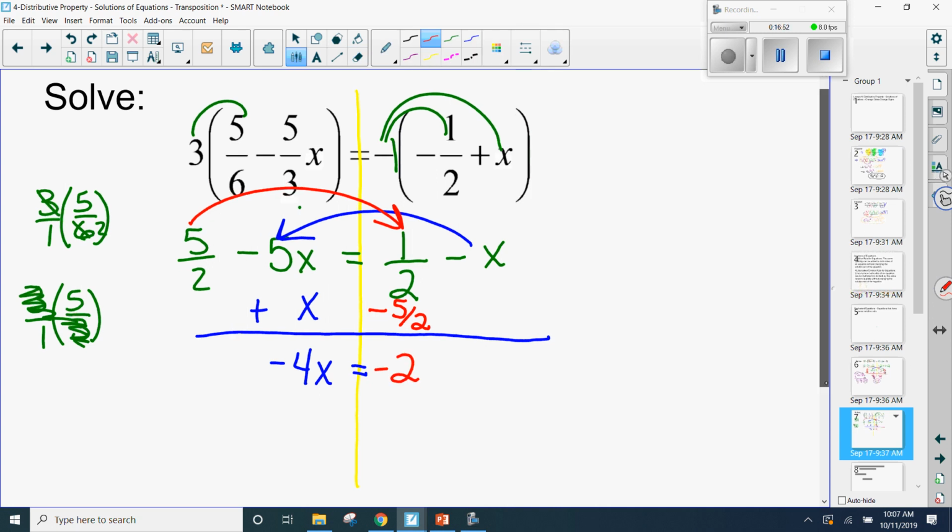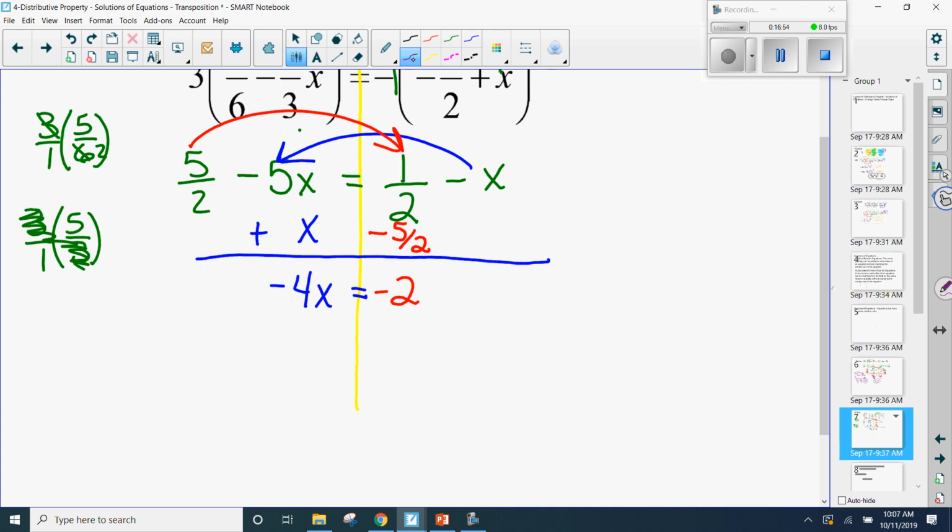What do you do as your final step? Divide. But what do you divide by? The coefficient of x. So you have to divide by -4. A negative divided by a negative is a positive. 2 fourths reduces down to 1/2. A lot of people want to put 2. Mentally, we don't like to think of fractions.